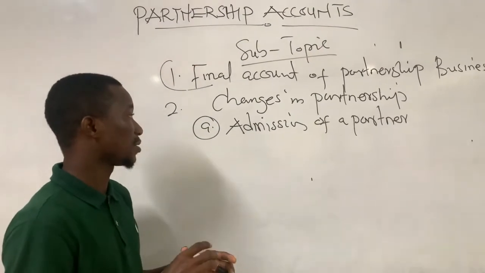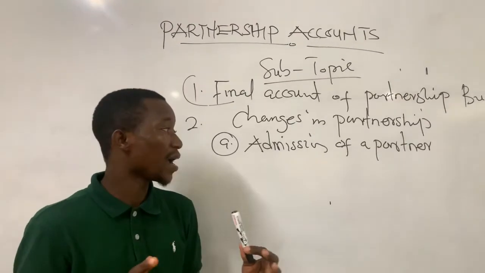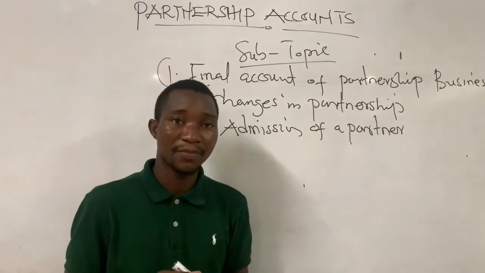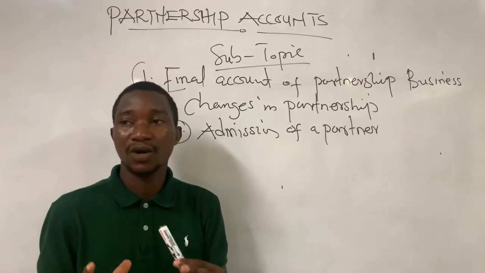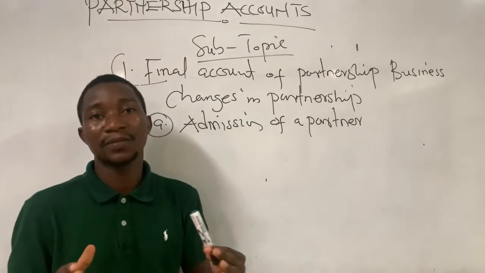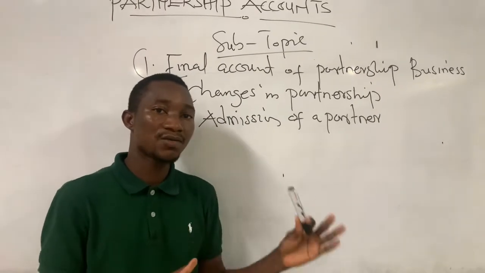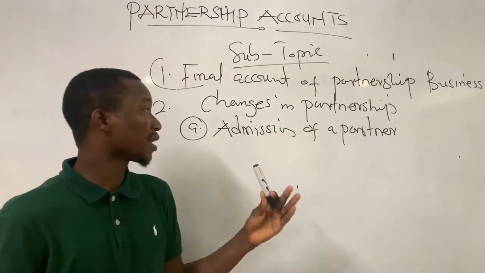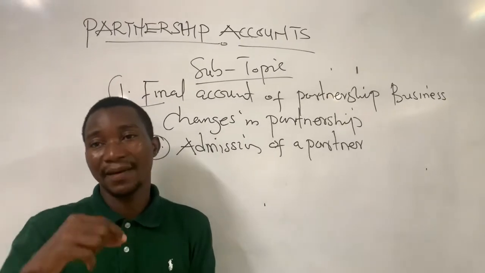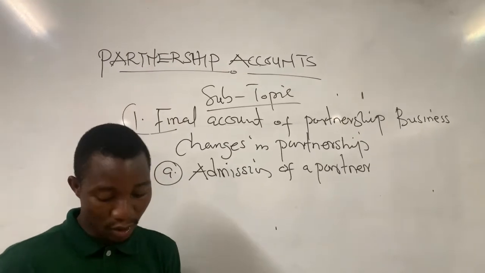In changes in partnership, the first thing I would like us to talk about is the admission of a partner. That is where the partnership business will decide to admit a new partner into the partnership business. So we are going to look at how we make an accounting treatment when we admit a new partner. But mind you, sometimes we admit partners at the beginning or at the end of the financial year, and each accounting treatment is different. And sometimes we admit a new partner at the middle of the year, and each accounting treatment is also different. We are going to look at that too.